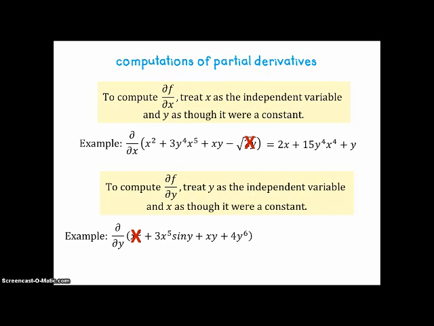And then in the third term, xy, x is treated as a constant, and so the derivative of a constant times y is just that constant. And then the last term, there's no x in it to bother us at all, so we just bring the 6 down and reduce the power. So we get 3x to the fifth times cosine y plus x, and then in the last term, 24y to the fifth. So these computations are actually fairly simple.